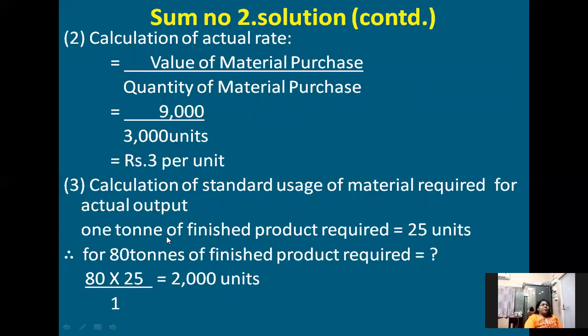So as per the information, for producing 1 ton, we need 25 units, which means actual production of 80 tons is equal to question mark. Cross multiply 80 into 25 divided by 1. What is the standard quantity for actual output of 80 tons? That is 2000 units. So as per the standard, we need 2000 units of raw materials for producing 80 tons. So we have the standard quantity for actual output.